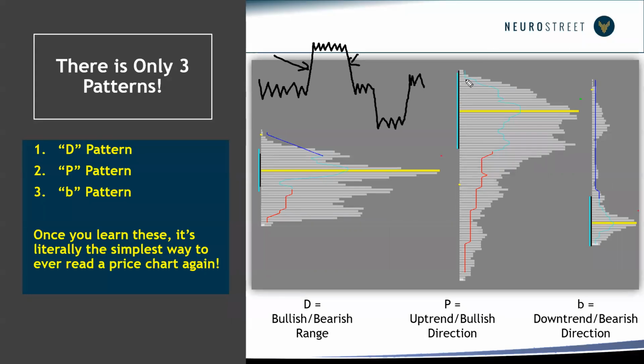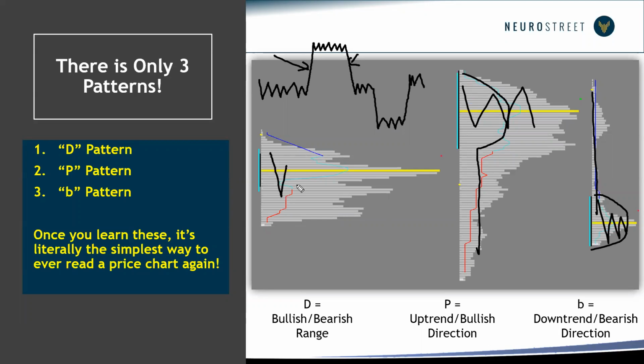So the P identifies an uptrend that went to sideways. The B identifies a downtrend that went to sideways. A D identifies a range. It never changes.